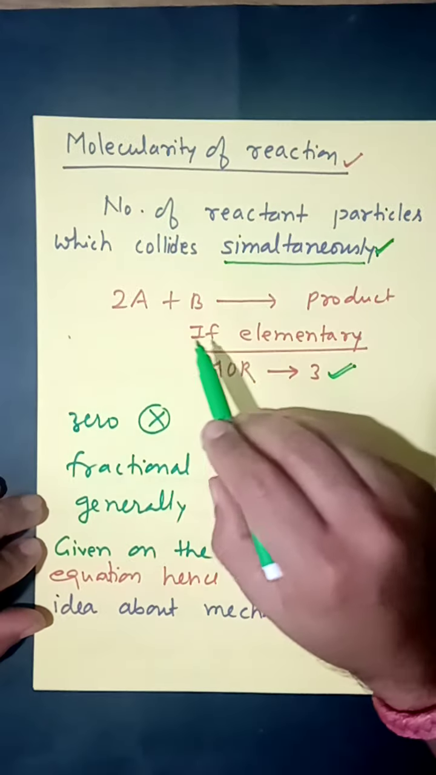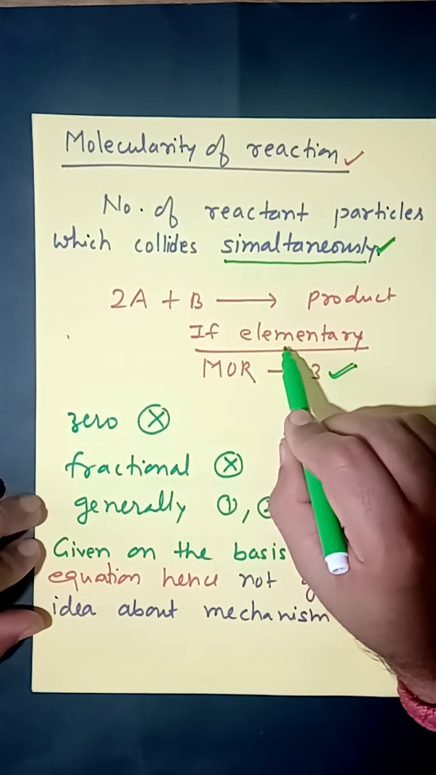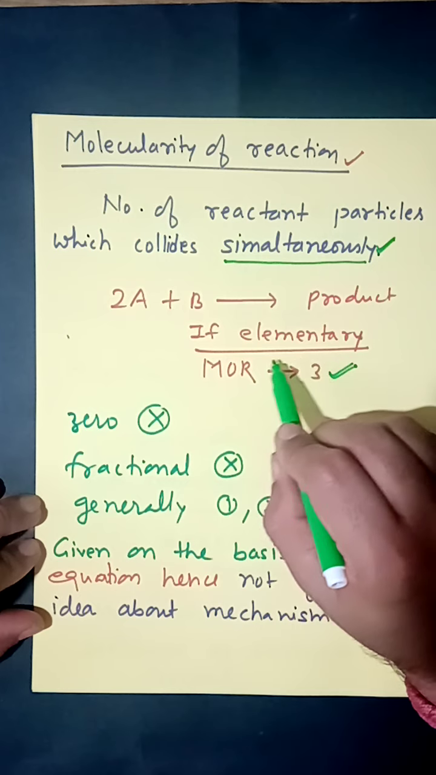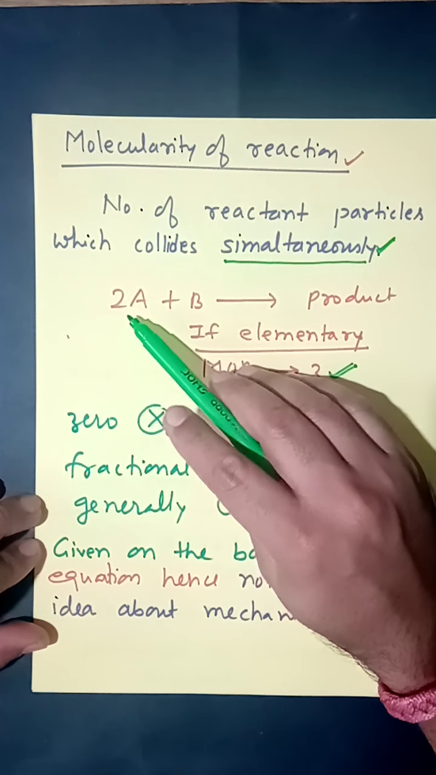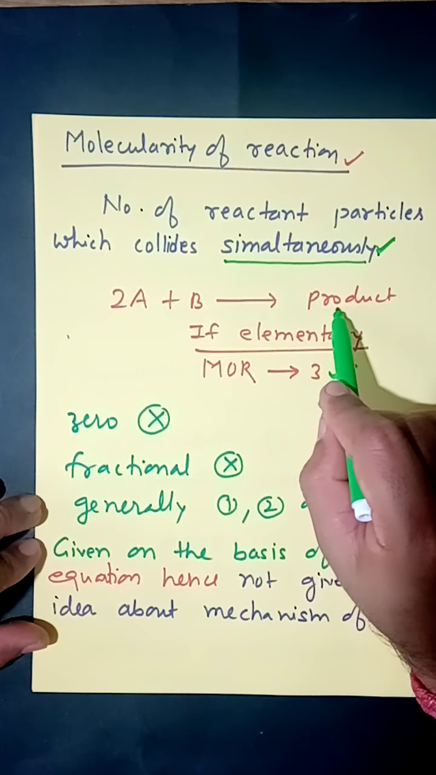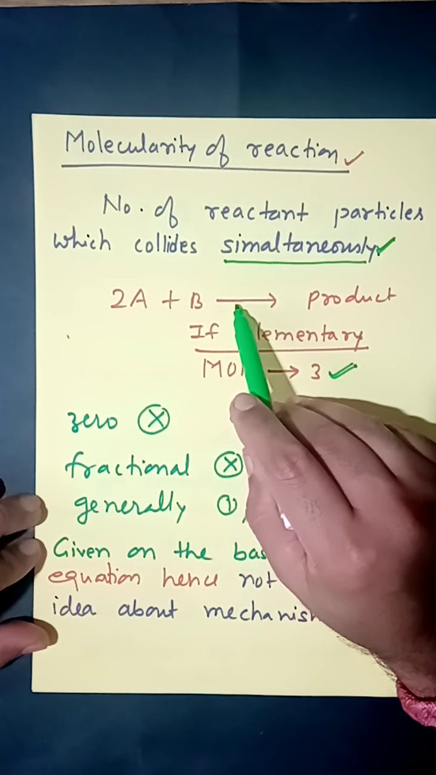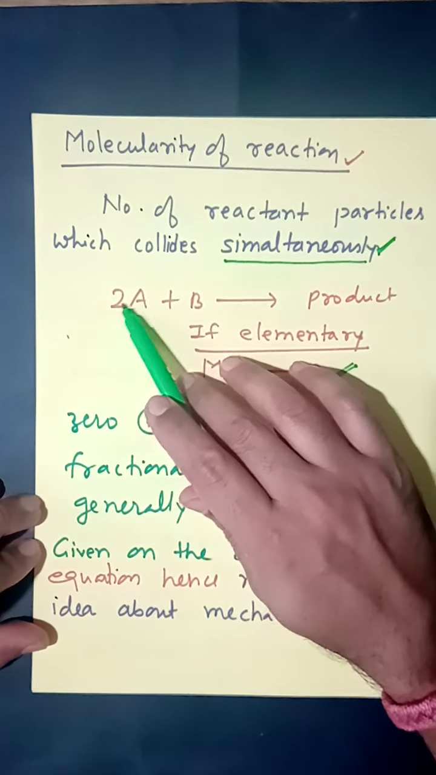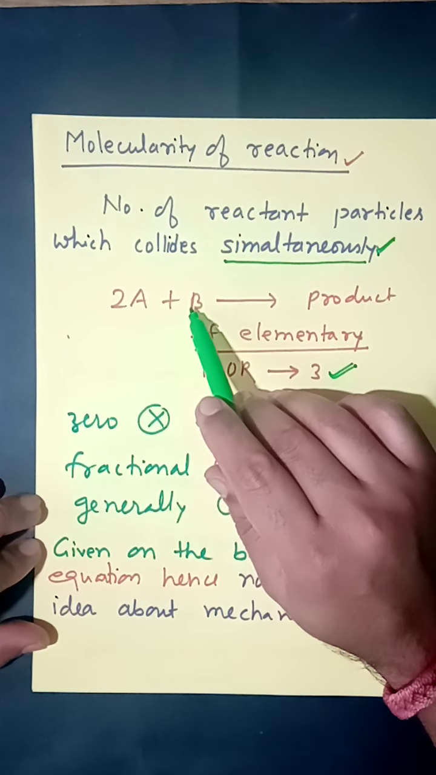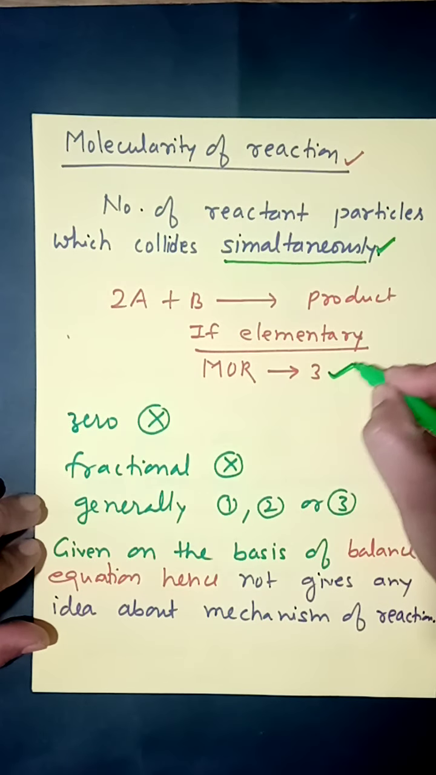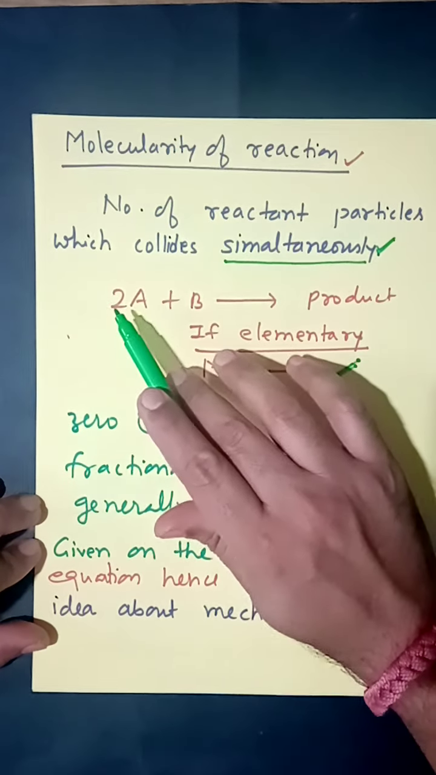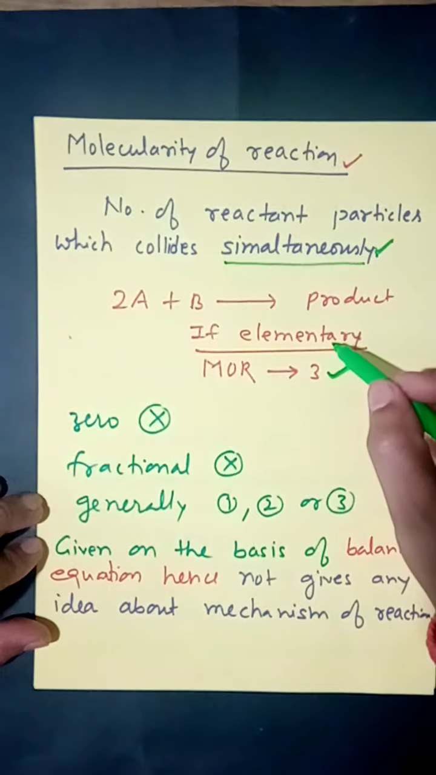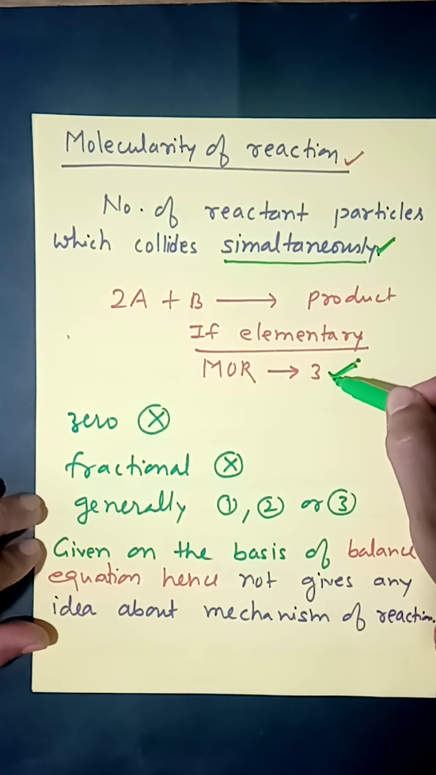For example, suppose it is an elementary reaction. I hope you remember that elementary reaction means reactions which complete in a single step. So here is an example of an elementary reaction where 2A plus B converts into product. Because it is an elementary reaction, the reaction completes in a single step. It means 2 plus 1, 3 particles are colliding simultaneously, and therefore the molecularity of this reaction is 3. I repeat, in an elementary reaction, it is very simple to find the molecularity of the reaction. It is the sum of the stoichiometric coefficients of the elementary reaction, and you can say this is the molecularity of the reaction.